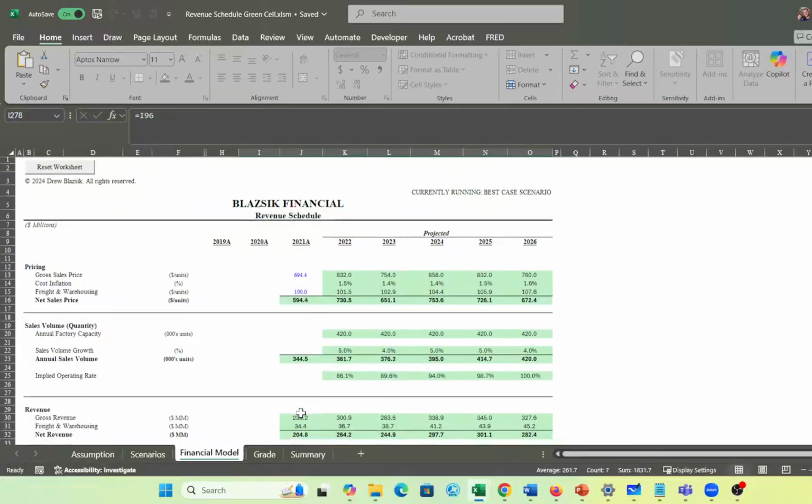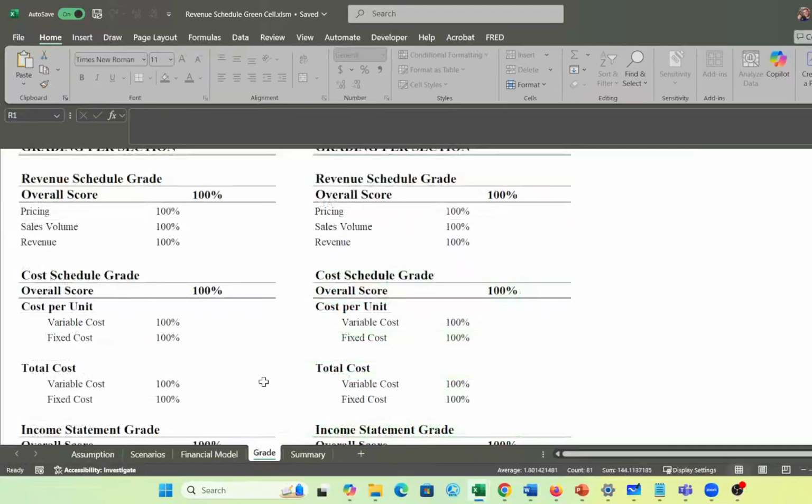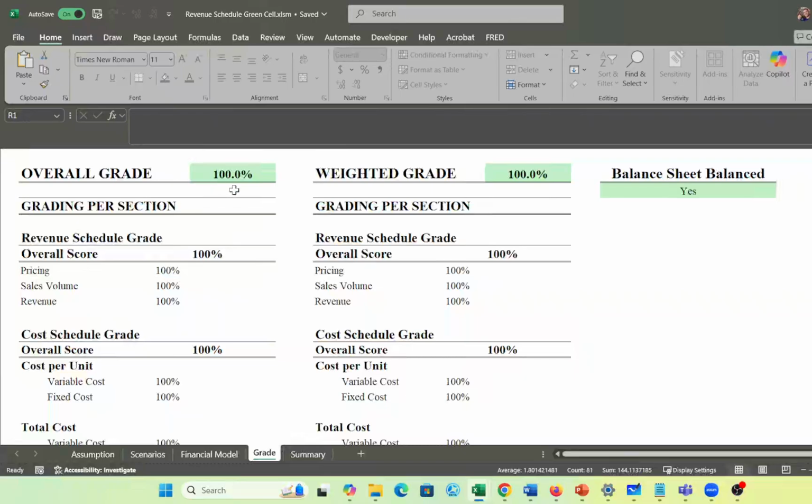Okay, it looks completed. Everything is green. It looks good. I'm going to go to grade. Make sure it's all completed. I got green there, 100%, 100%.